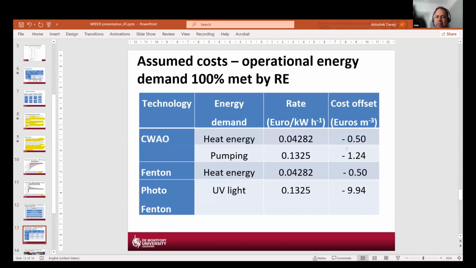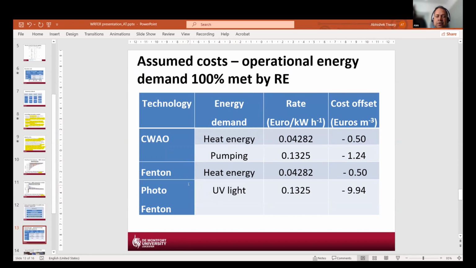And that gave us some offset. And the offset is considered at the moment per meter cube of operation, but that could be scaled up in terms of the size of the plant. And we utilized some of those scenarios, and main energy demands were considered for, as you know, heating, pumping, UV light operations. And then we considered the maximum advantage was for this photofountain operation.